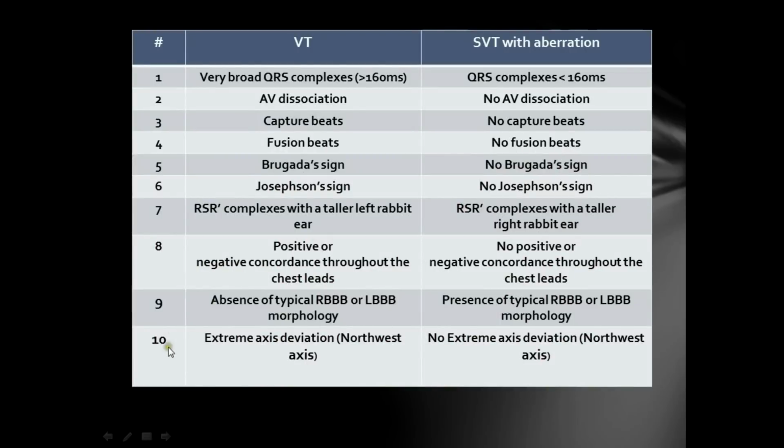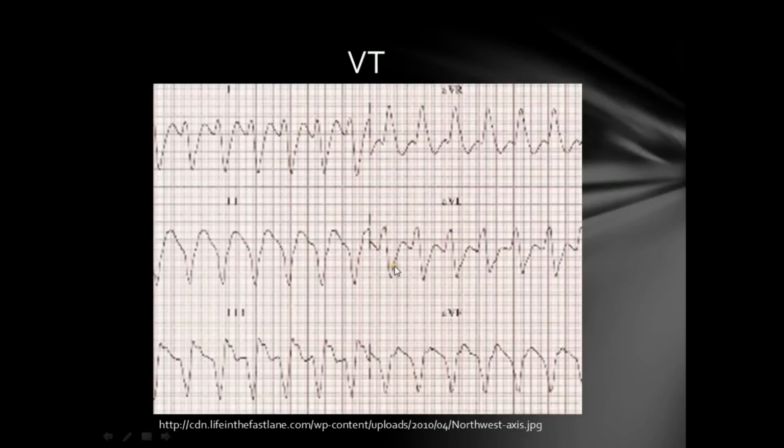And lastly, the last differentiation point is that you have an extreme axis deviation in ventricular tachycardia, also known as northwest axis. This is in contrast to SVT with aberrancy, with no extreme axis deviation. On this ECG, we can see that lead 1 is negative, lead aVF is negative, and aVR is positive, all of which indicate an extreme axis deviation, also known as northwest axis, and this is indicative of ventricular tachycardia.